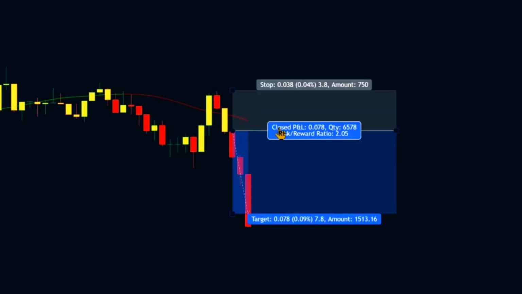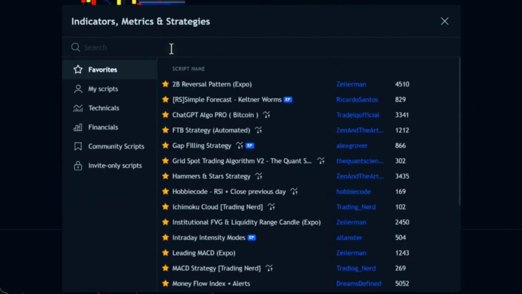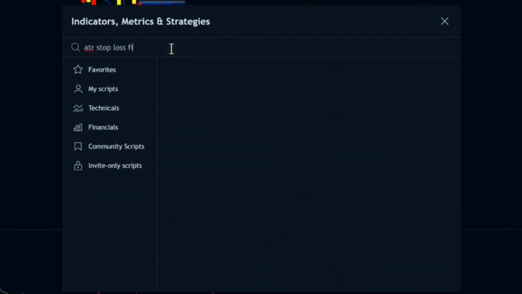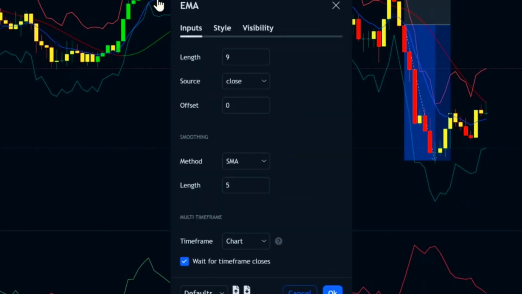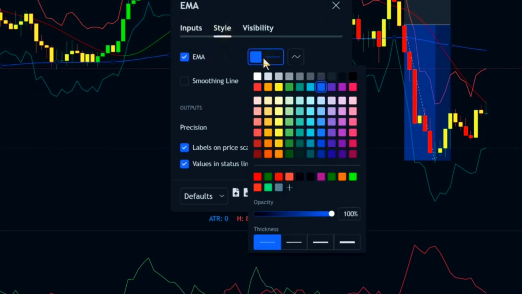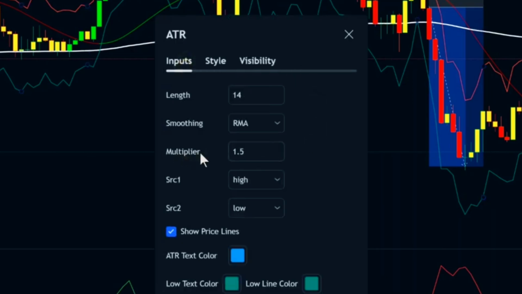To enhance this strategy, we'll add 2 more indicators. In the indicator search tab, type in EMA and select moving average exponential, then type in ATR stop loss finder and select the one by verified. Double click on the EMA to access the settings panel. Change the length to 200 and set the EMA color to white. For the ATR stop loss finder, change the multiplier to 0.85.